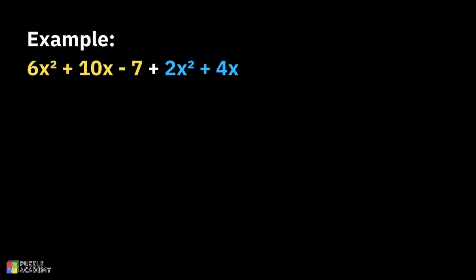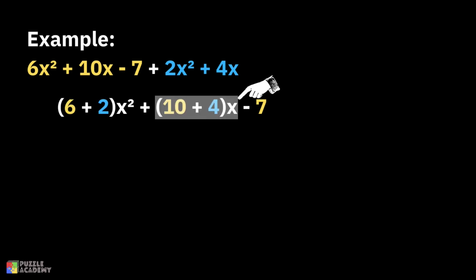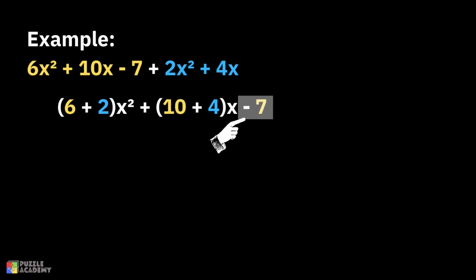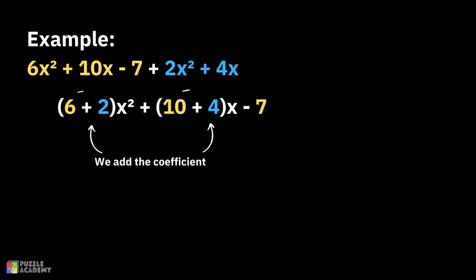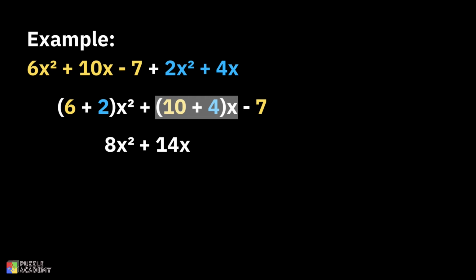Here is another example. We have 6x squared plus 10x minus 7 plus 2x squared plus 4x. So we place like terms together like this one. So 6 plus 2 x squared, then plus 10 plus 4 x plus negative 7. Then we add the coefficients, or we add like terms. So 6 plus 2 is 8x squared, 10 plus 4 is 14x, and the negative 7 will remain. At this point, we have to take note that there was no like term for the negative 7 in the other polynomial, so we didn't have to add anything to it.